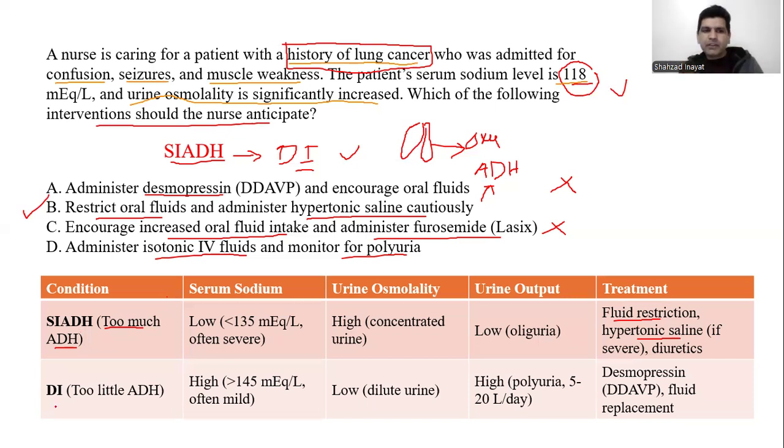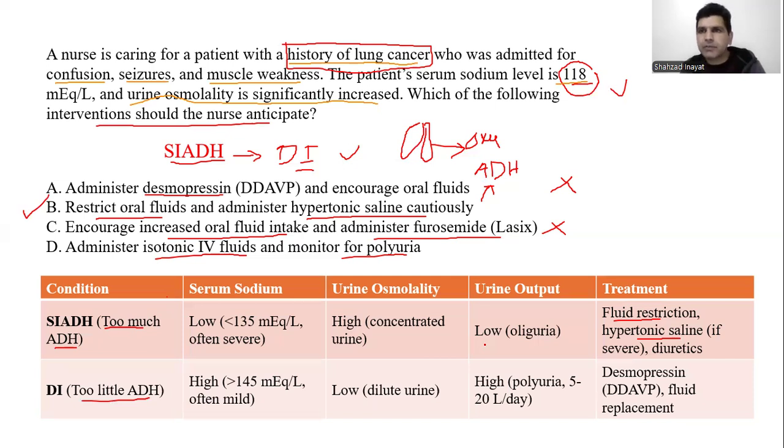So in diabetes insipidus, there will be too little ADH, and that's why the serum sodium is going to be high, often greater than 145 milliequivalent per liter, and often mild. And urine osmolality will be low. Why? Because there will be diluted urine.